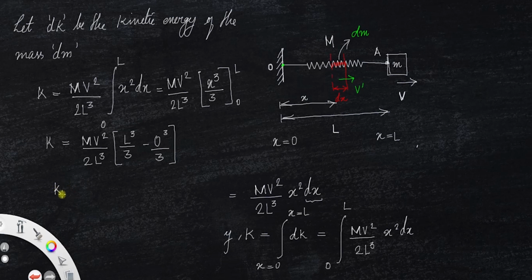So kinetic energy becomes m v square by 2L cube into L cube by 3. You can cancel this L cube. So the kinetic energy is equal to m v square divided by 6. Clear? So the kinetic energy, you can write it like this: kinetic energy is equal to 1 by 6 m v square. Call that equation number 3.